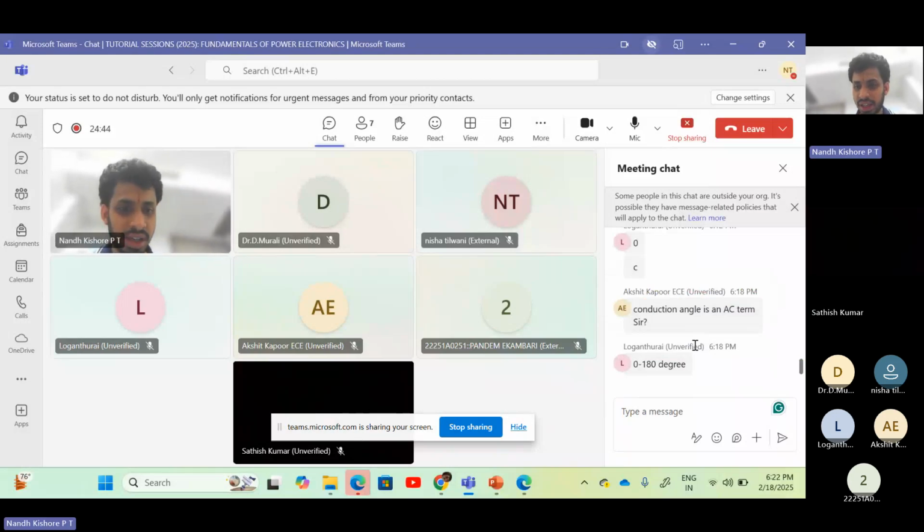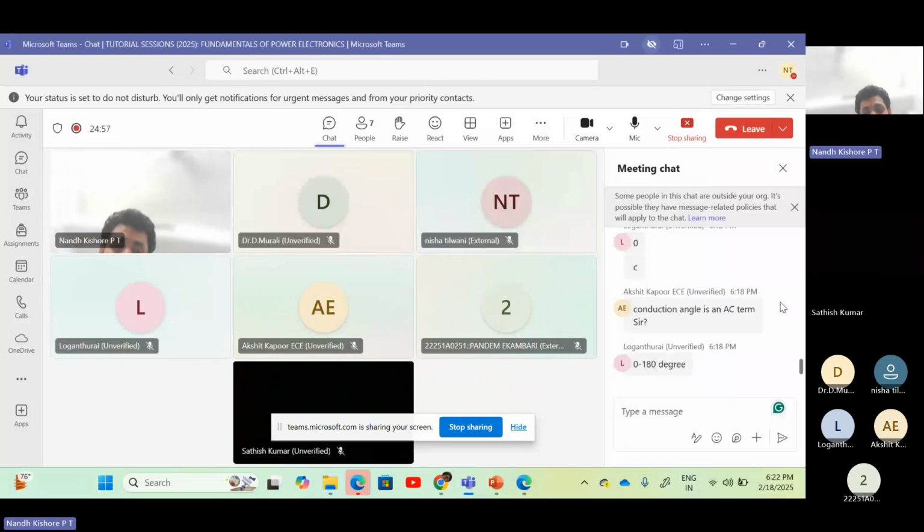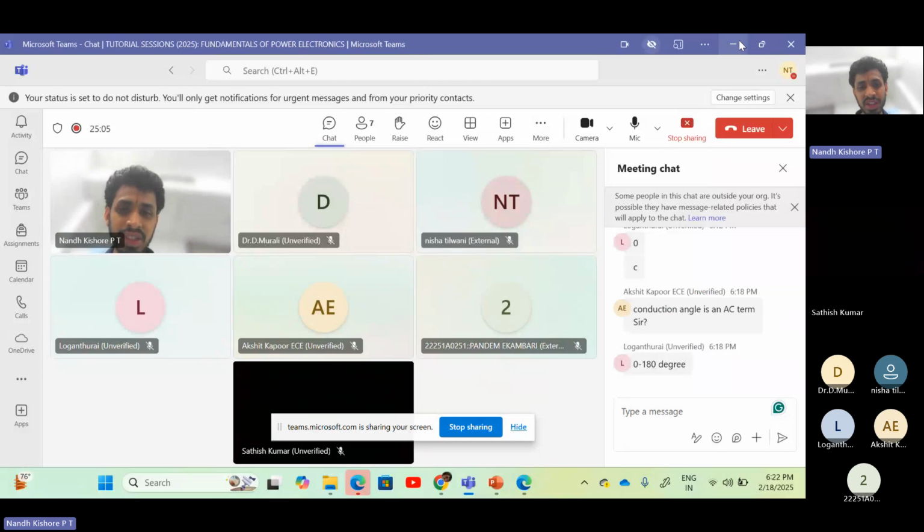Okay, so first thing, conduction angle is not necessarily an AC term. Conduction angle means for how much time the diode will be on, and for how much time the diode will be off. That is the question. It can vary between 0 to 180 degrees. Let's see how much.